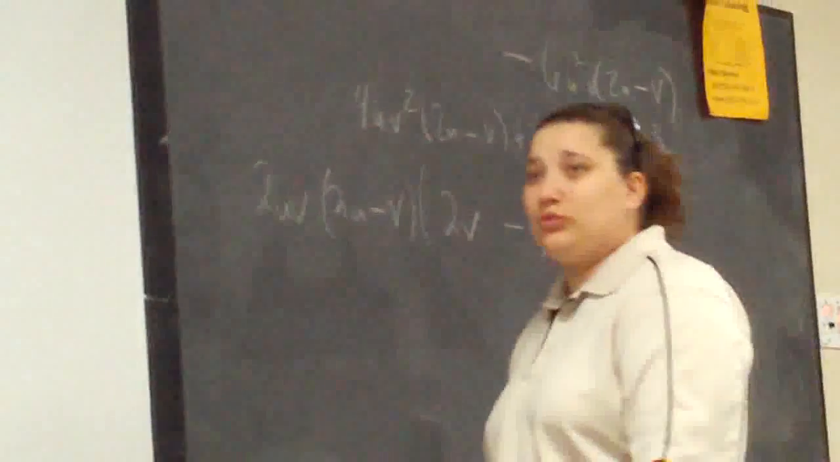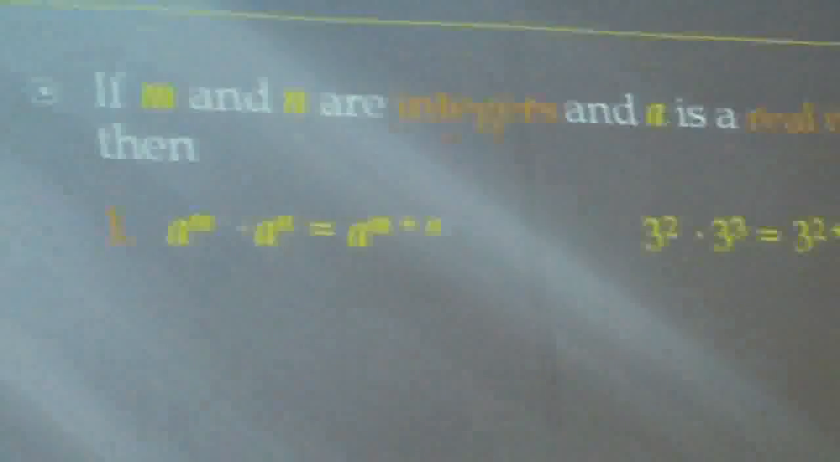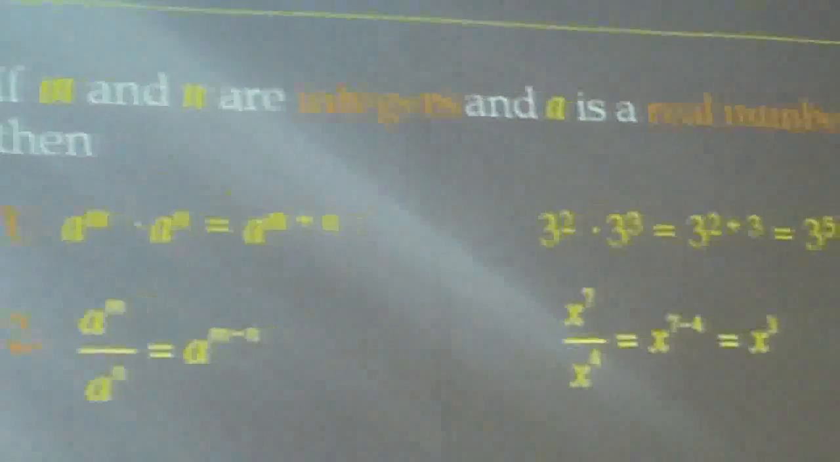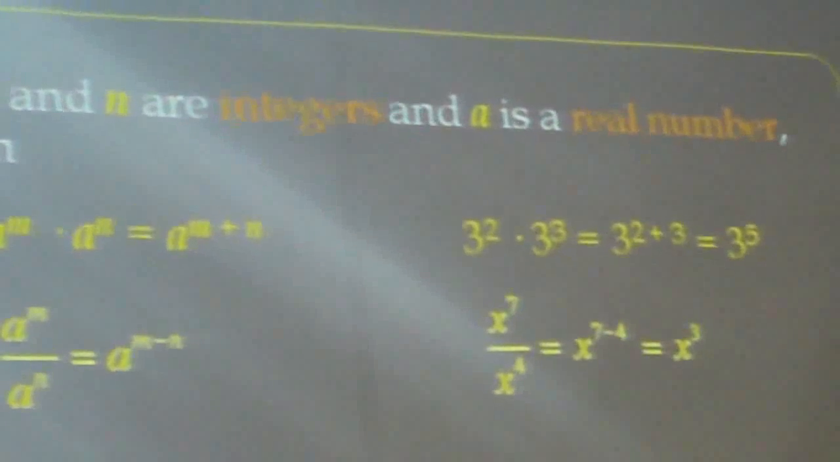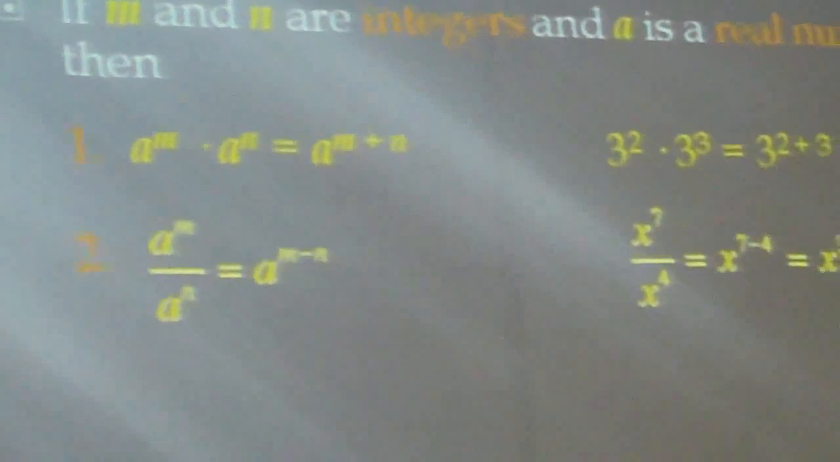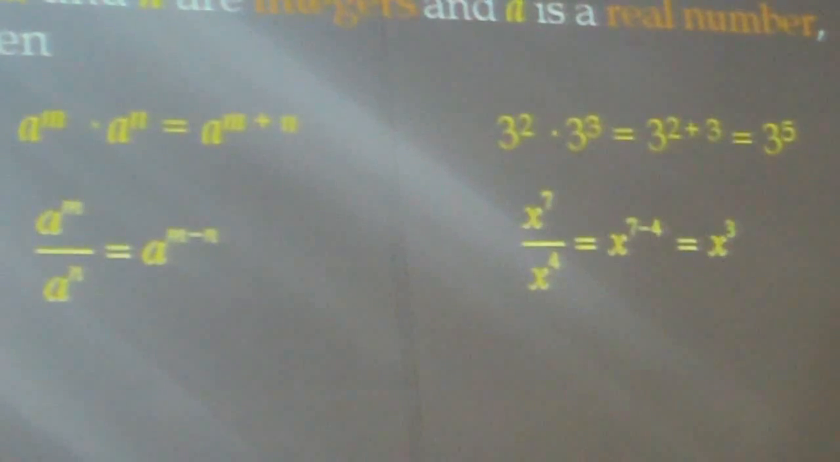Alright, our rules. Remember, a to the m times a to the n: if I'm multiplying the bases, I add the exponents. If I'm dividing like bases, I subtract. Right? Remember what you are subtracting. If it turns out to be positive, where is it going to go? Numerator, denominator.